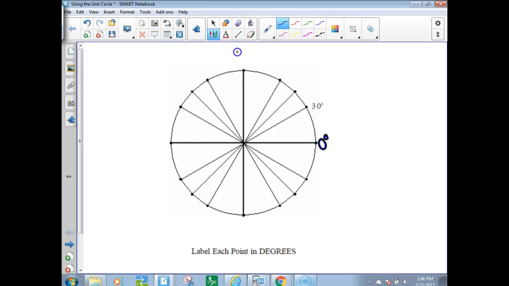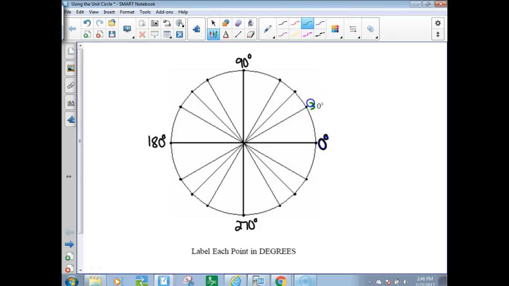Okay, so I went up to this top one would be 90. Then over here would be 180. Then down here 270. Sometimes it's convenient to go by patterns. That's why I'm doing it this way. So I'm going to kind of show you a pattern for them.